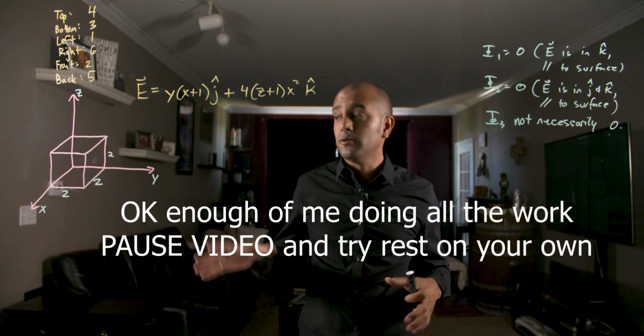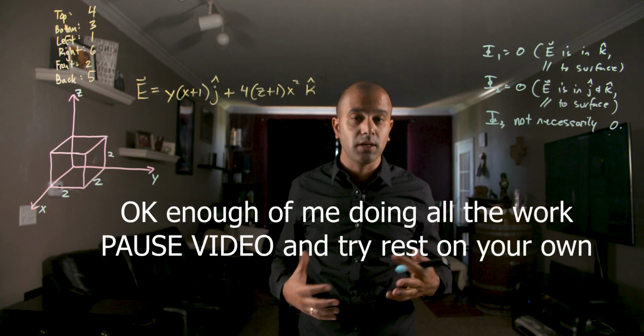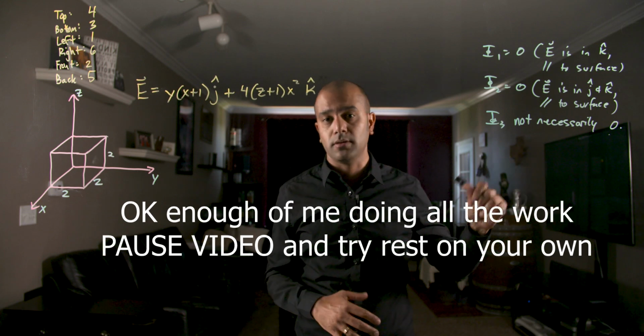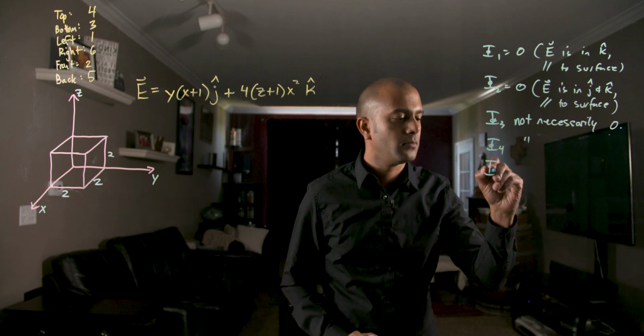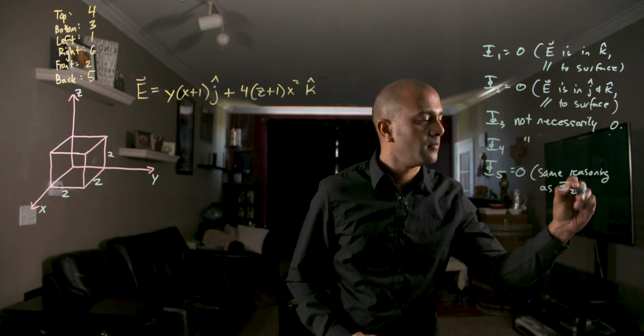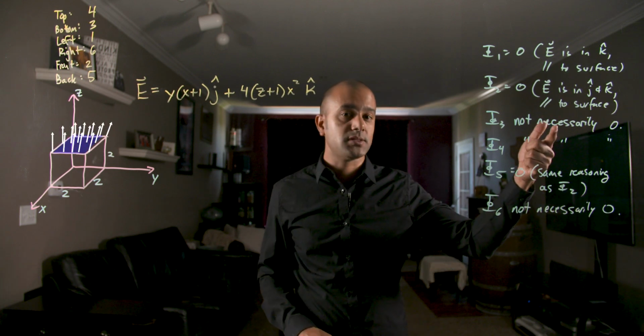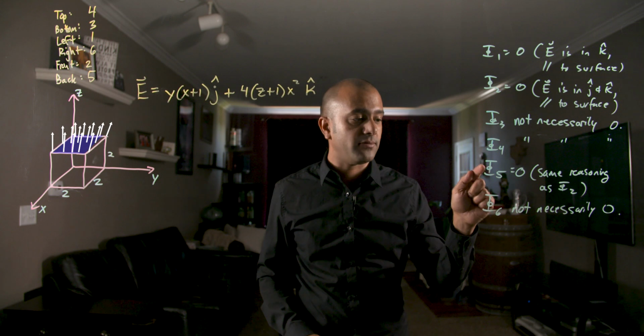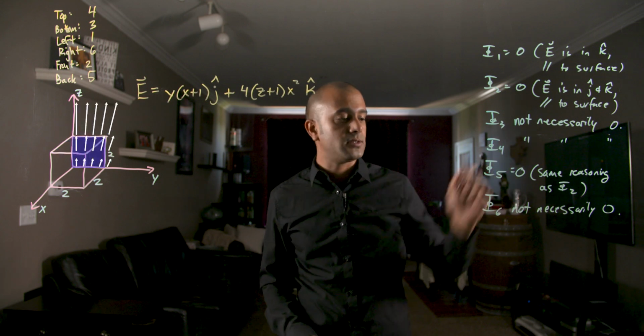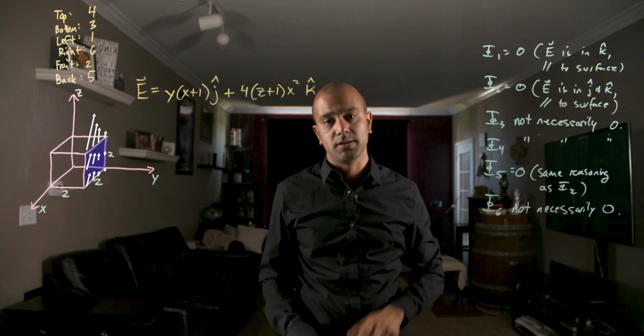All right, now you can go through the other 3 faces, and using the same reasoning, you can figure out which ones are 0 and non-zero. I'm just going to put the conclusion here. If you go through this on your own, you'll see that phi 4 is not necessarily 0 for the same reasons as phi 3. Phi 5 is 0 for the same reasons as phi 2. And then phi 6 is not necessarily 0 as well.